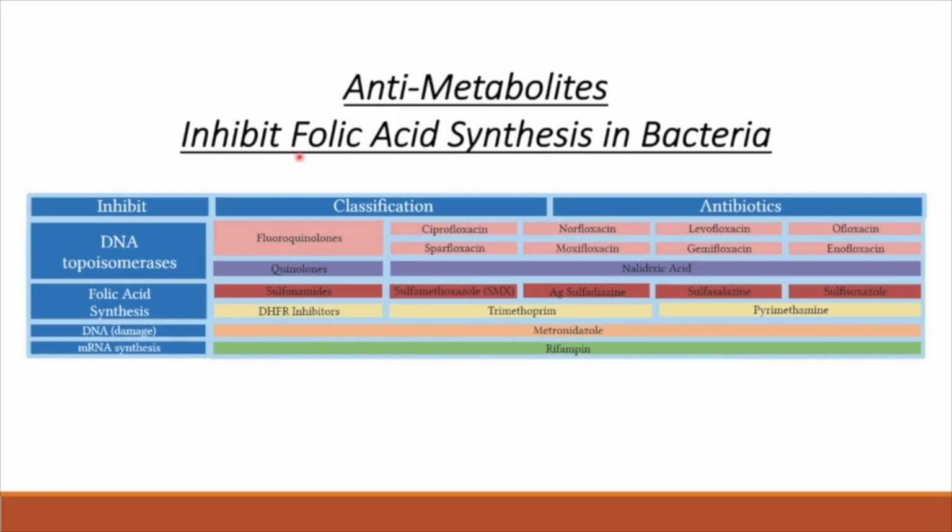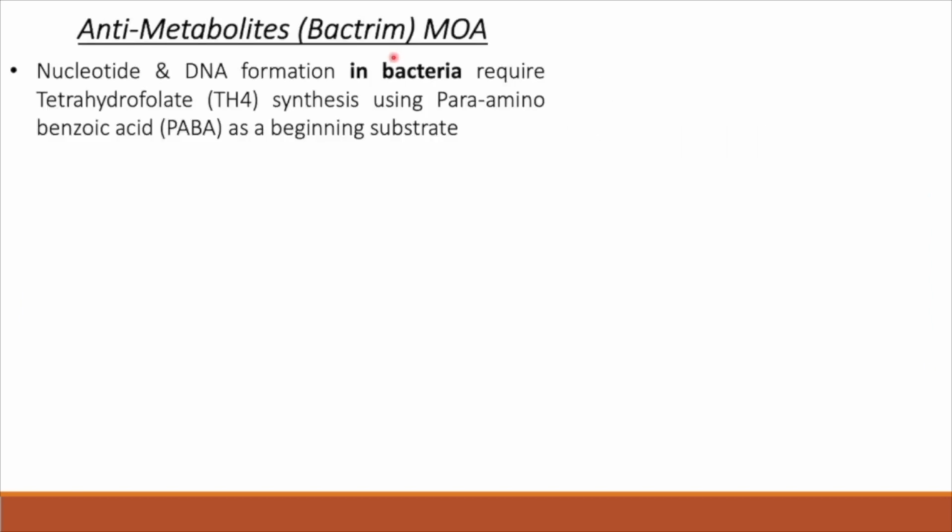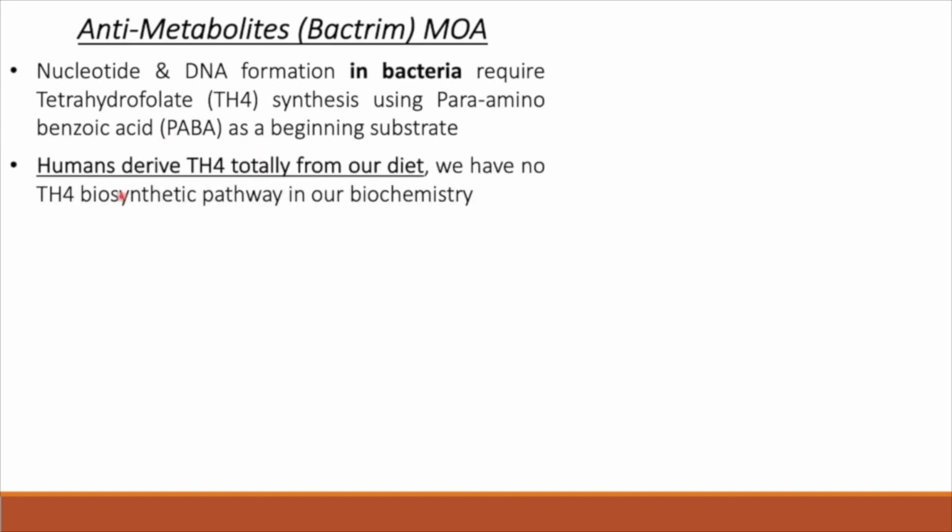Anti-metabolite antibiotics inhibit folic acid synthesis in bacteria. Two folic acid synthesis inhibitors include sulfonamides and dihydrofolate reductase inhibitors. The two I'm referring to are sulfamethoxazole and trimethoprim, together called Bactrim. Let's talk about Bactrim's mechanism of action. In bacteria, nucleotide and DNA formation require tetrahydrofolate synthesis, and this synthetic pathway uses para-aminobenzoic acid, also called PABA, as a beginning substrate. While this is required in bacteria, humans derive tetrahydrofolate totally from our diet.